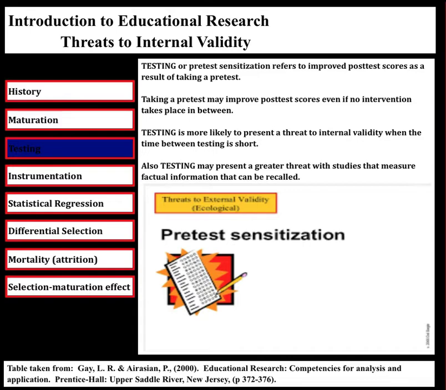Testing is more likely to present a threat to internal validity when the time between testing is short. If there's an entire semester between pre and post-test, well, that's a fairly long time, so it'll probably nullify any pre-test effects. But if it were short, like a 2-week period between pre-test and post-test, then taking the pre-test may present a testing threat. Also, testing may present a greater threat with studies that measure factual information that can be recalled fairly easily.